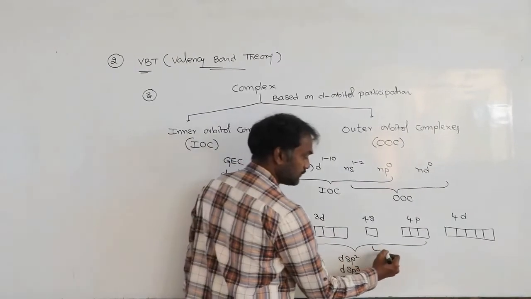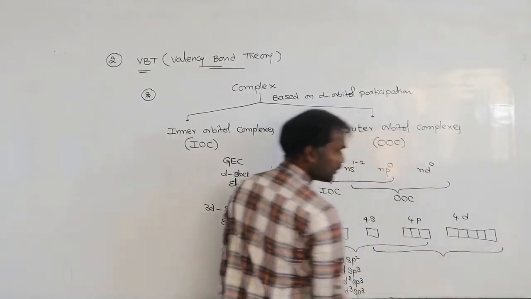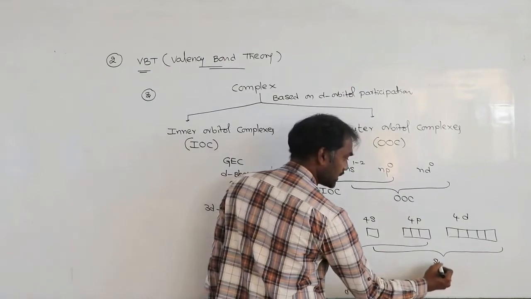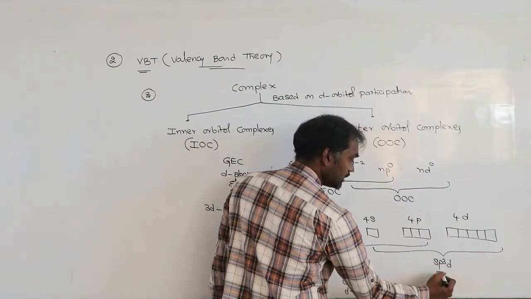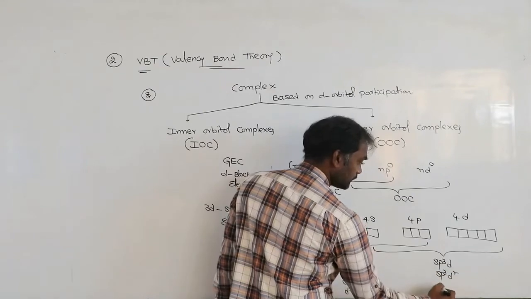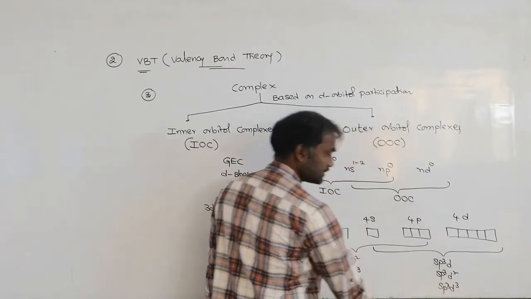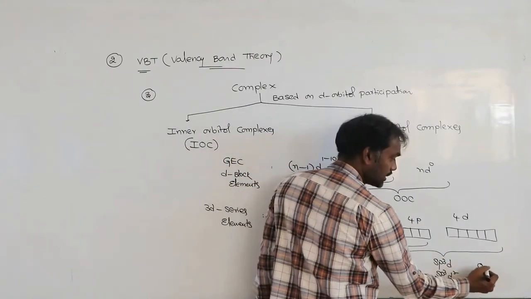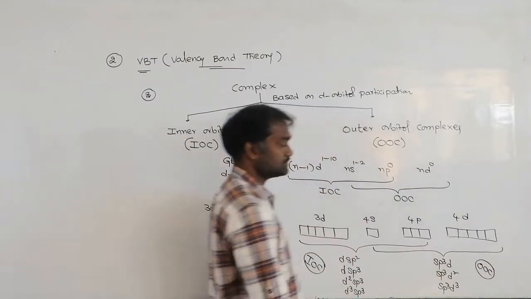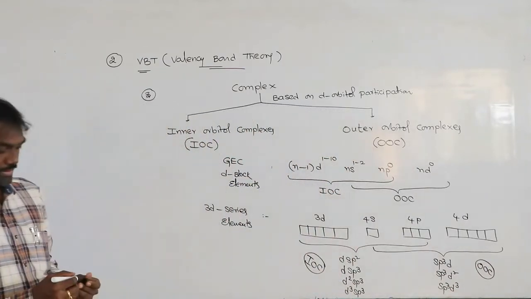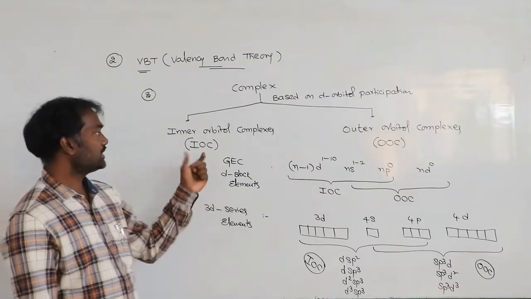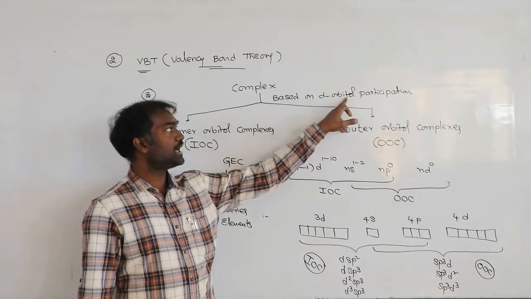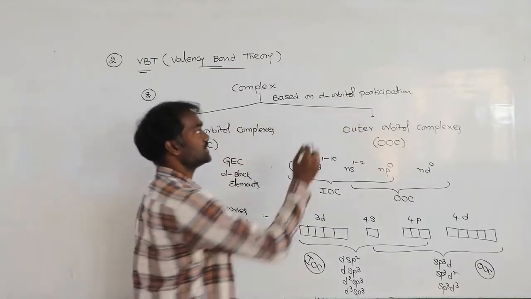Next, if 4D, otherwise nd, is participating, what are those? You can write sp3d, sp3d2, sp3d3. Suppose these are participating, then you call it an outer orbital complex. So one classification is inner orbital and another is outer orbital, based upon the d orbital participation in hybridization.